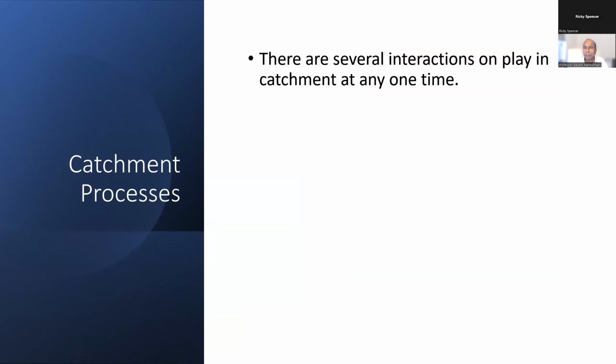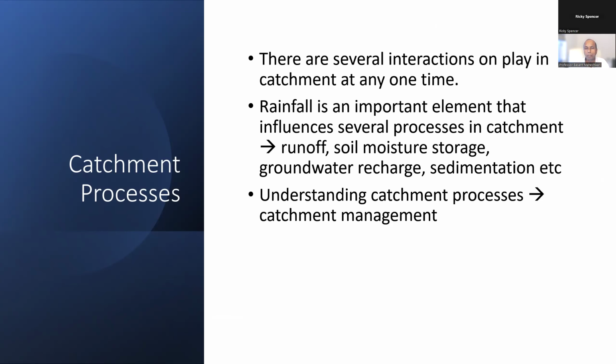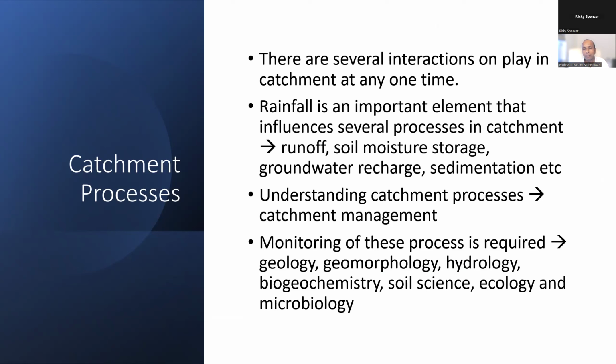There are several interactions at play in a catchment at any one time. Especially, rainfall is an important element that influences several processes in the catchment. So runoff and soil moisture storage: water falls on the land, some runs off, some is stored in the soil profile, and some even goes deeper into the profile and recharges groundwater. Also, when water flows on the surface, it takes some soil particles and they become sediments, so sedimentation is happening all the time. If you want to manage a catchment, we need to understand what is happening, how it is happening, and why it is happening. All those things we need to understand, and monitoring of these processes is required.